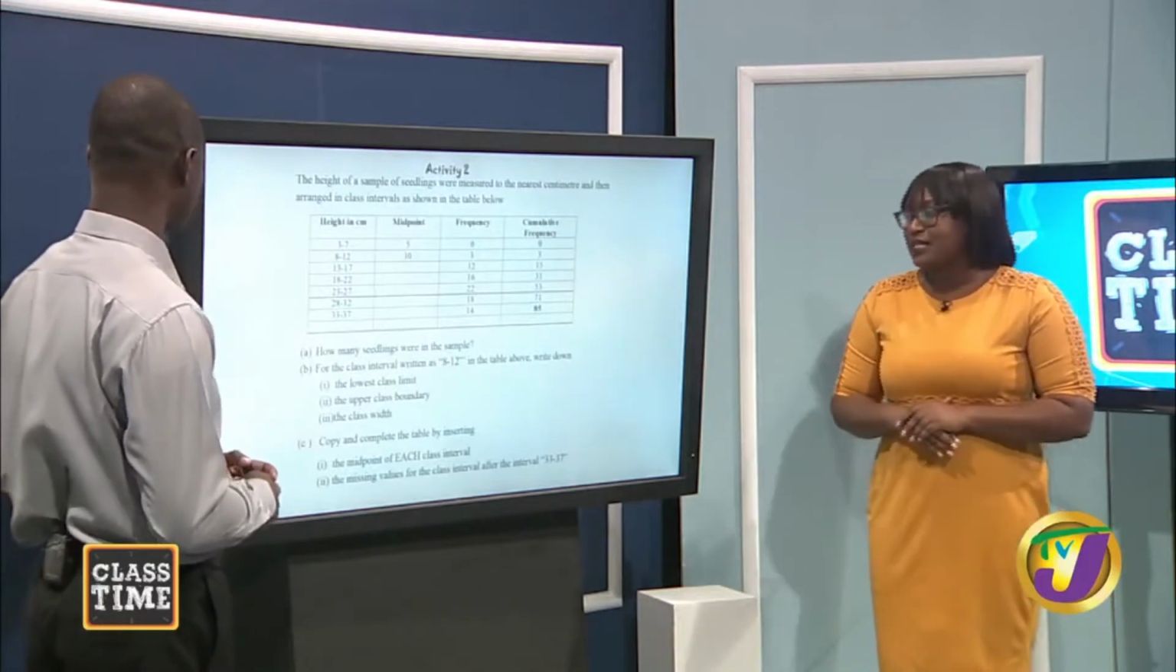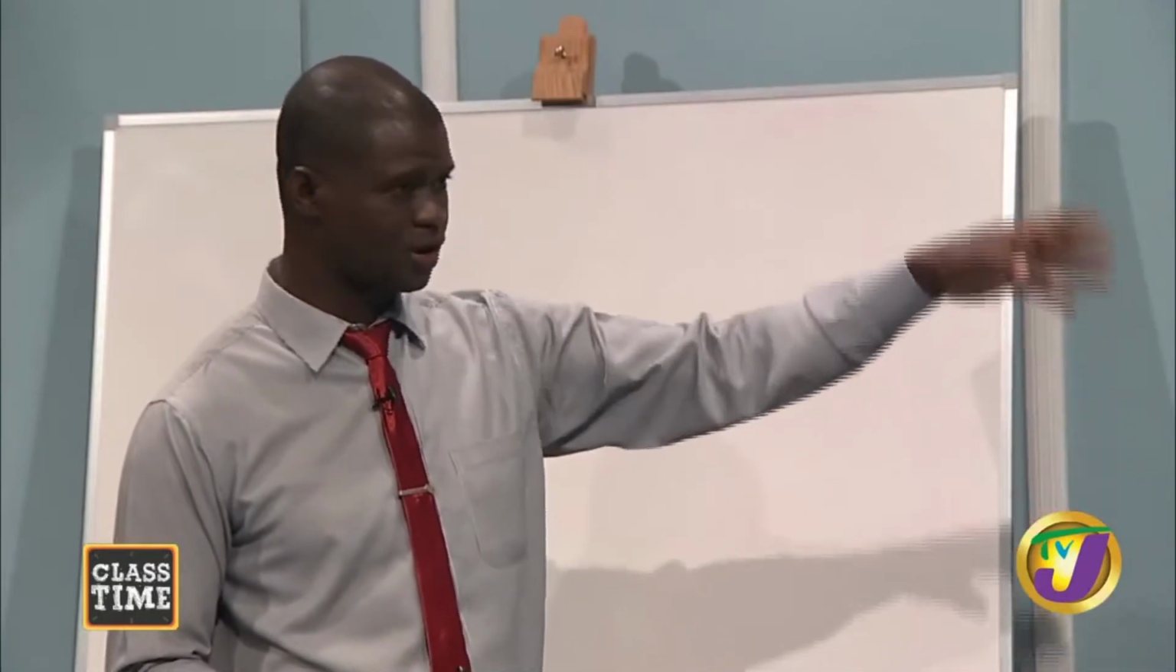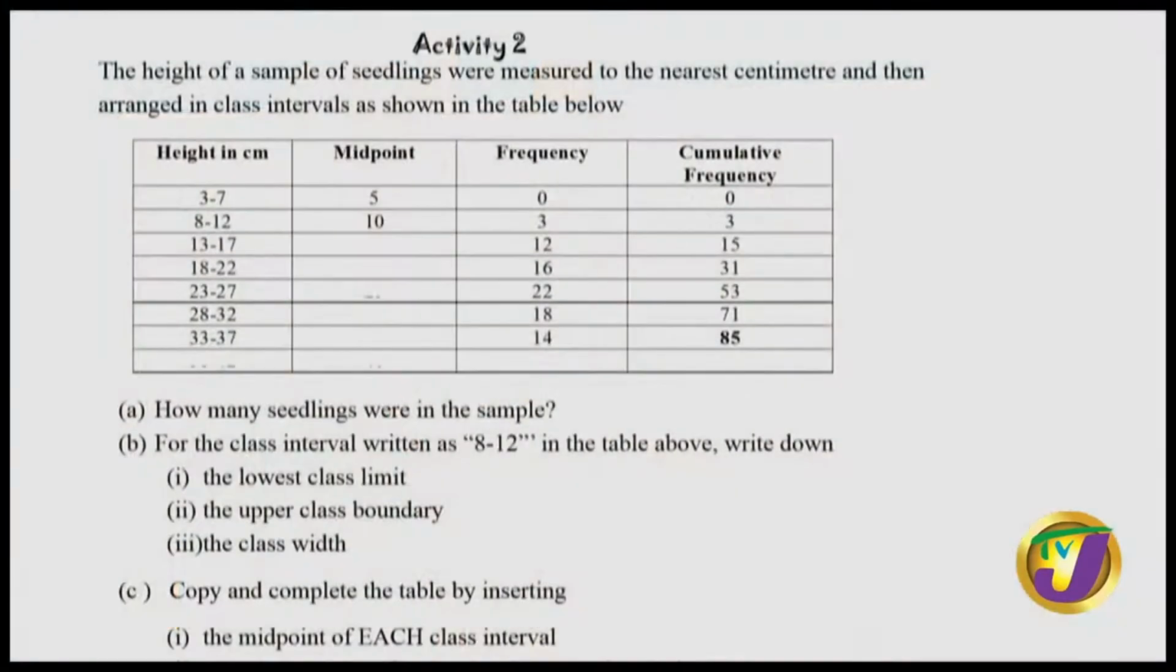So, the class limit. Here we have all of these numbers on the height in centimeters. These are in classes, right? Now, in a particular class, you have a lower limit and an upper limit. Your lower limit would be the smaller number. So in the first class, for example, your lower limit would have been 3 and your upper limit would have been 7. This question makes reference to the class interval 8 to 12, so the lowest class limit would be 8, because that's the smallest number in that particular class.